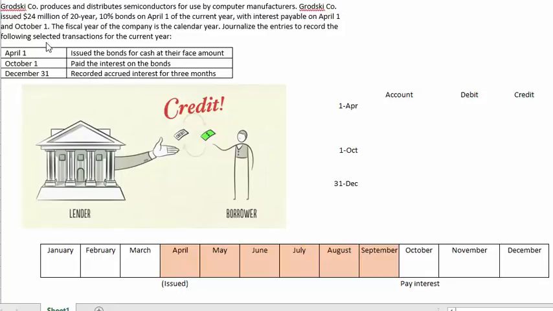So I've got this little picture here because I think it's important to always take a step back and say, well, what's really going on with this transaction? And a bond is like a loan. On one side of the transaction you have a lender, the creditor, and on the other side you have a borrower, the debtor. This is the person that we're going to account for the transaction for.